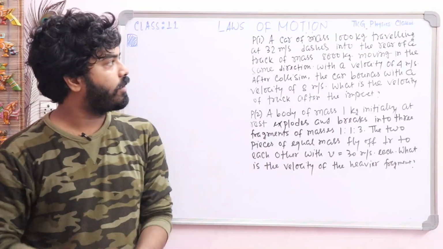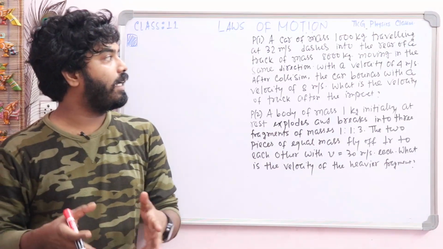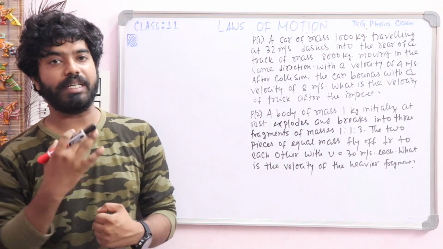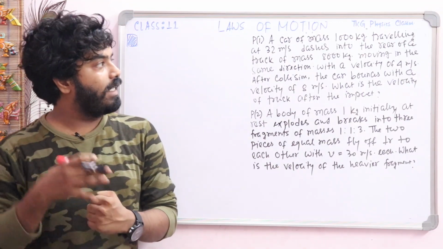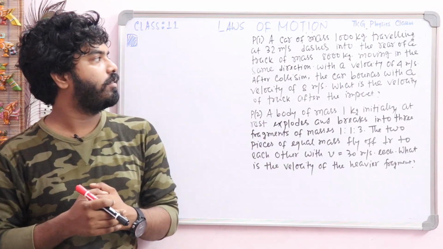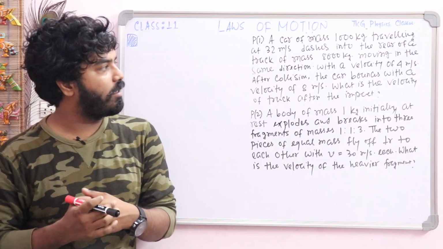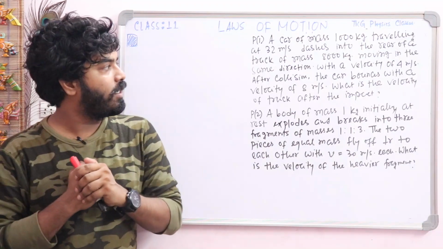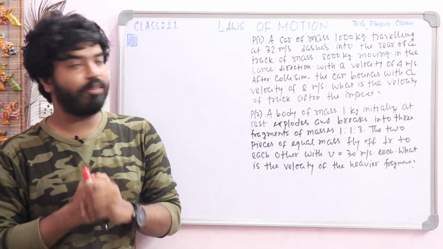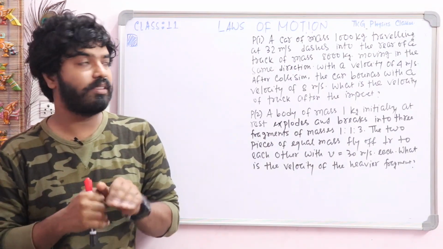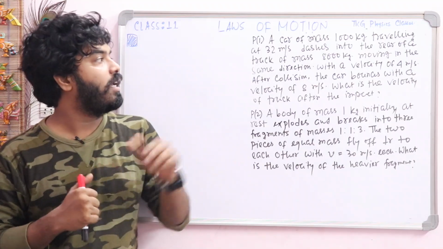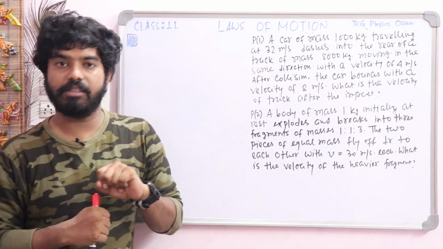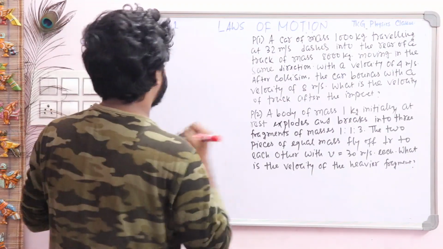See problem 1. In problem 1, it is given that a car of mass 1000 kg traveling at 32 meter per second collides with a truck of mass 8000 kg moving in the same direction. Both are moving in the same direction, and the truck has a velocity of 4 meter per second. That is the car's initial velocity, 32, and the truck's initial velocity, 4 meter per second.